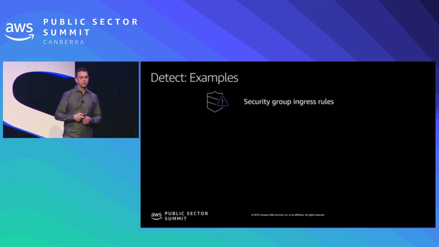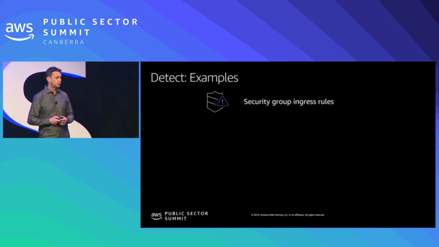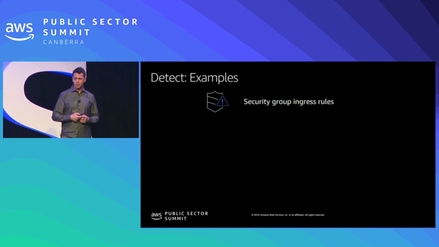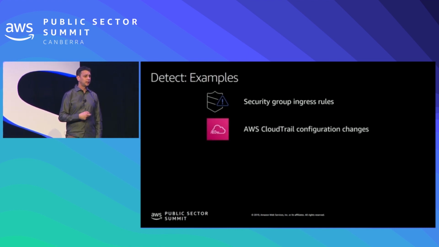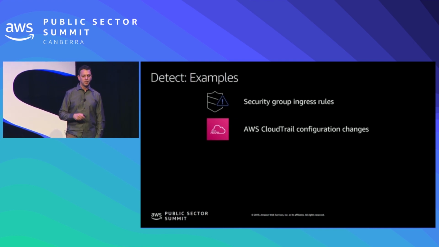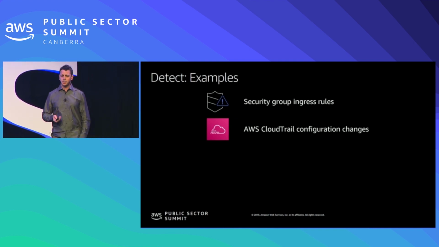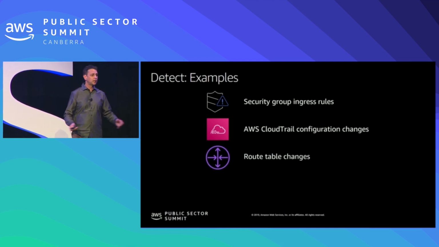Security group ingress rules, that was one of the first ones we went through, port 443 and 22, as Ahmed will explain later on. CloudTrail configuration changes. Obviously our CloudTrail logs are really important. It tells you everything that's going on in your account, so as soon as someone starts tampering with them, you want to know about it. Also, we want to know about config changes as well. Route table changes or any networking changes.